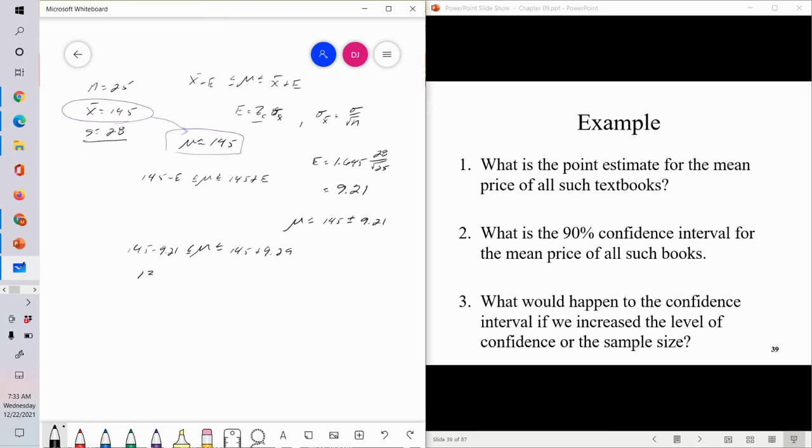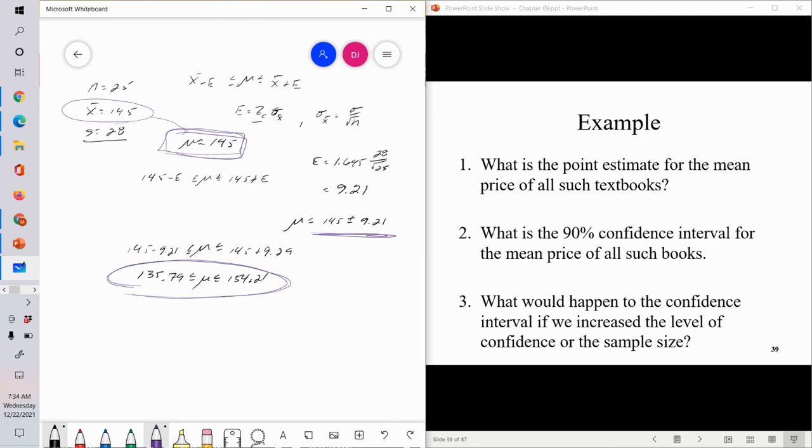And so that's going to be 135.79 and should be 154.21. So my point estimate for mu is that mu is approximately $145. The mean price for all such textbooks I would expect to be approximately $145 plus or minus $9.21. So mu, my interval estimate, I would expect is somewhere between 135.79 and 154.21, and again, with 90% confidence.